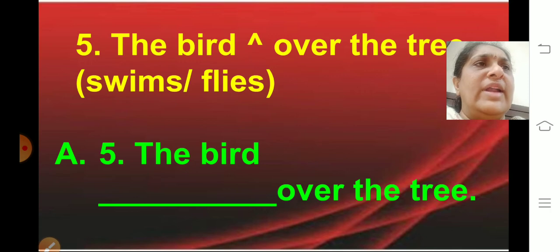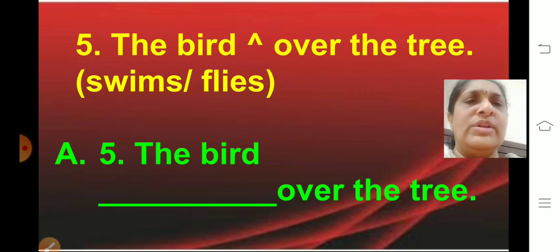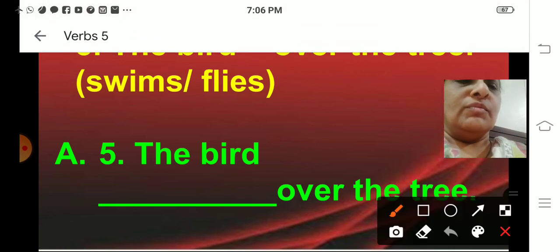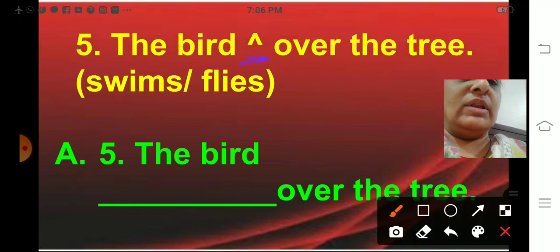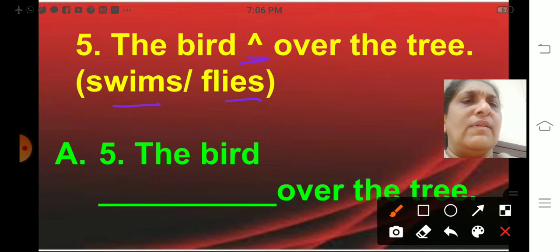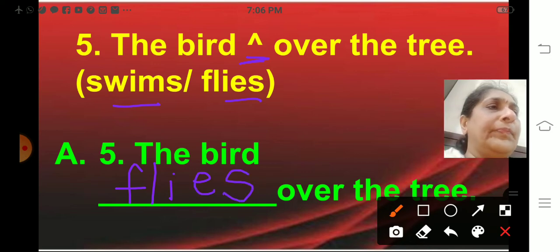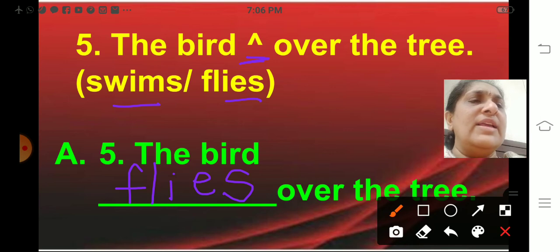The bird dash over the tree. So instead of this mark, what will you write? Swims or flies? The correct answer will be flies. Very good. The bird flies over the tree. Next.